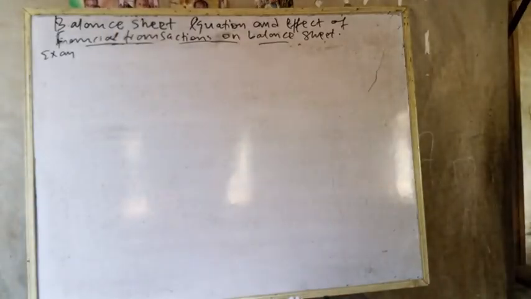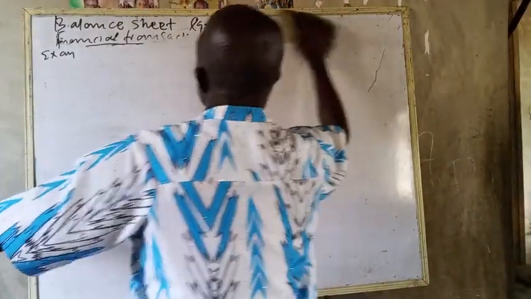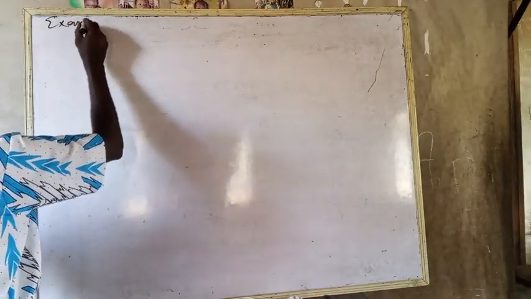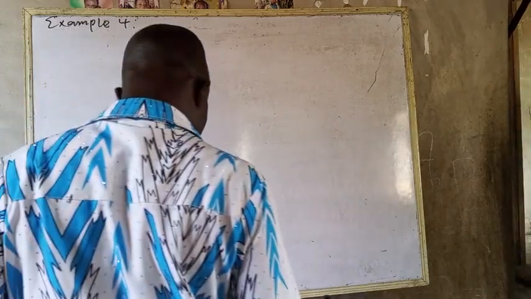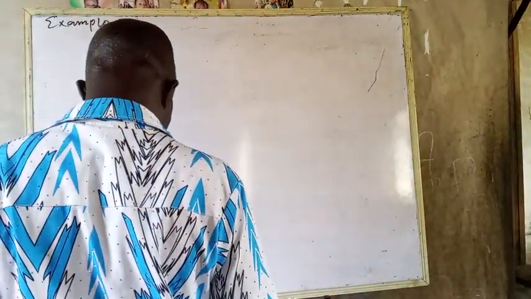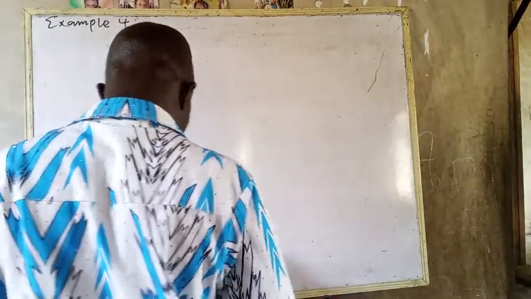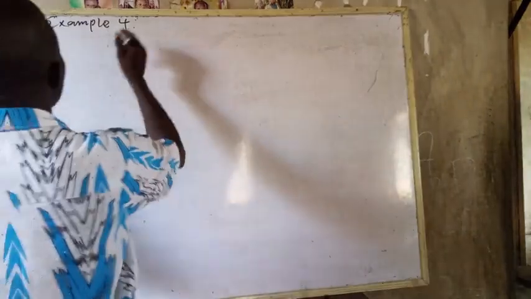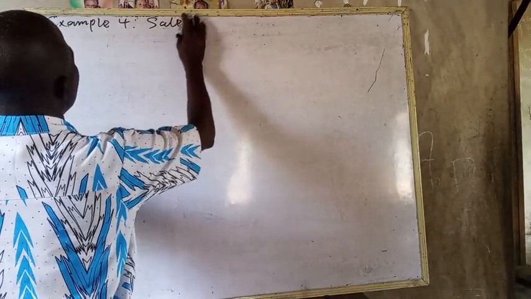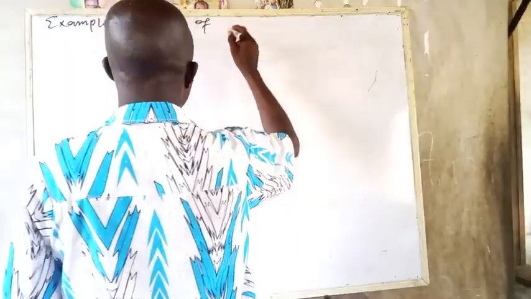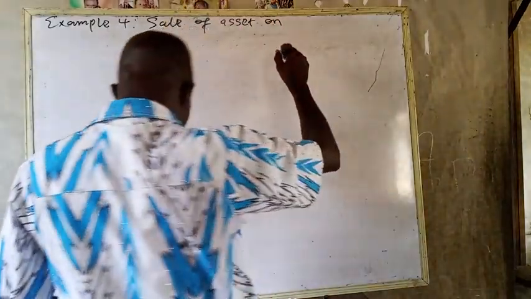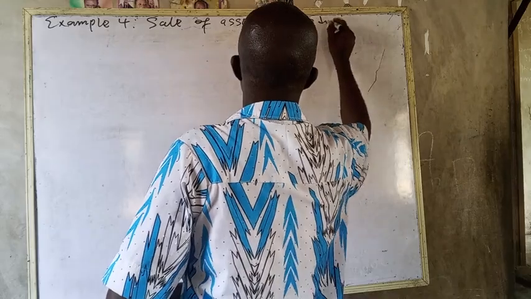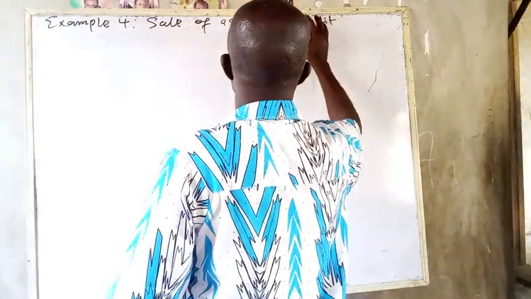Let me clean this so that it's able to contain. Example 4. I have to be fast about it now. What's example 4? Example 4 is sale of assets on credit.